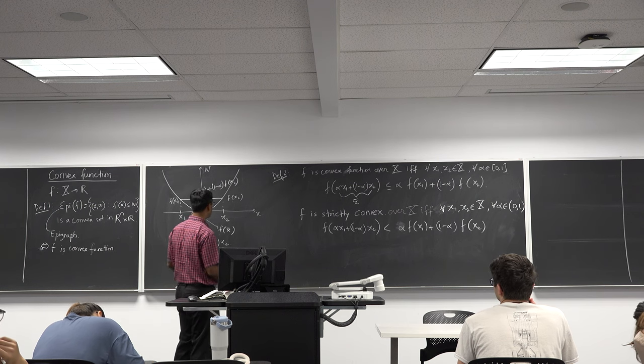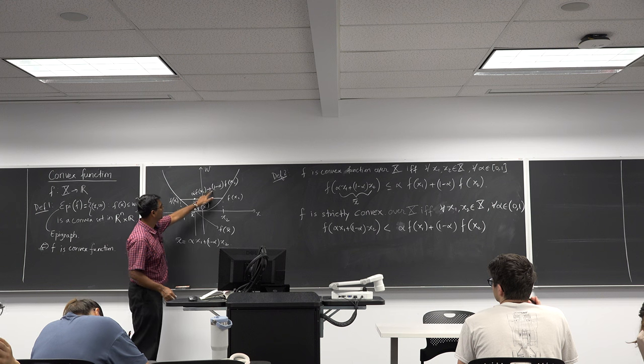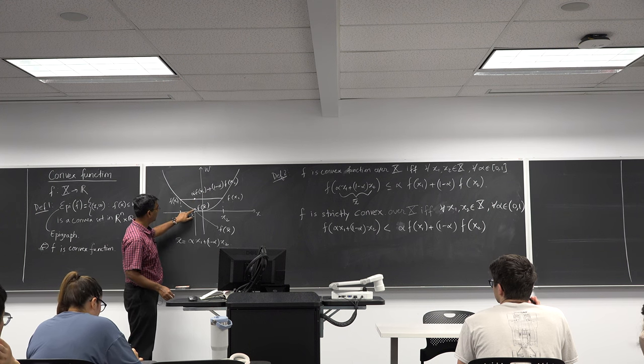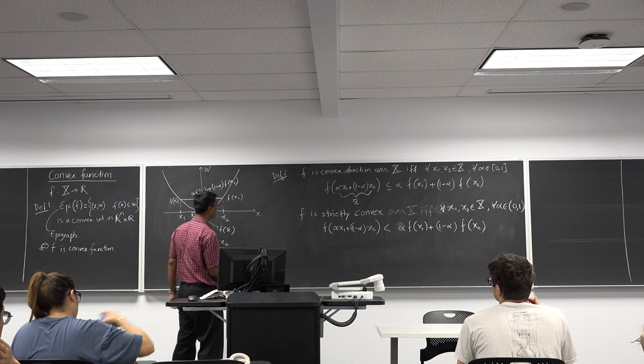So I'll show you the distinction. This is a strictly convex function because alpha f of x1 plus 1 minus alpha f of x2 is strictly above this particular function. Now let's look at what is not a strictly convex function.